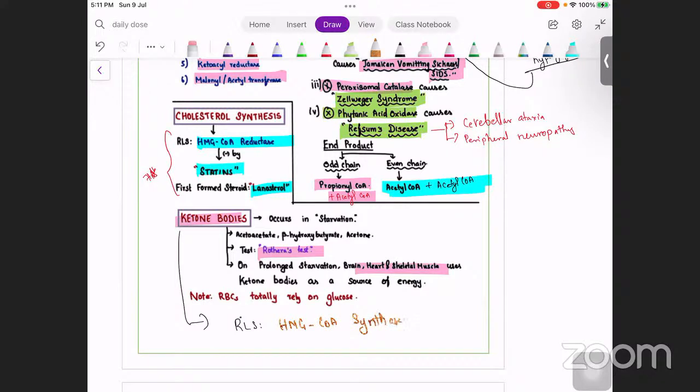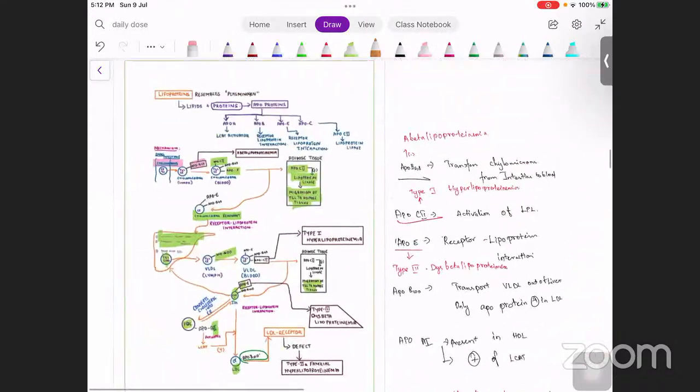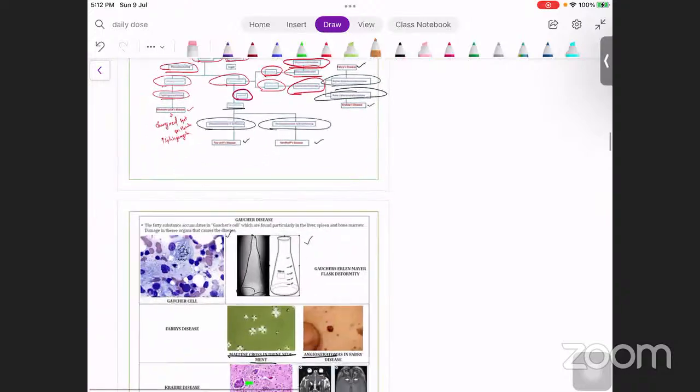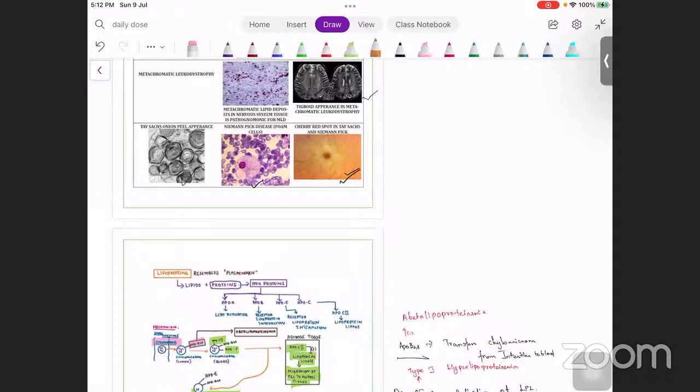HMG-CoA synthase. So what is the rate limiting enzyme of your ketone body synthesis? It is your HMG-CoA synthase. Okay, so far we have covered the lipid. So shall we revise the lipid, people? Faster. Okay.